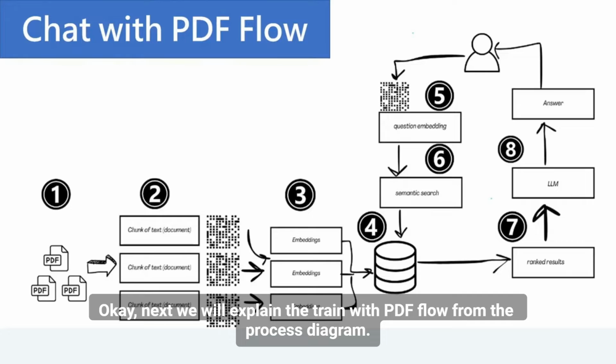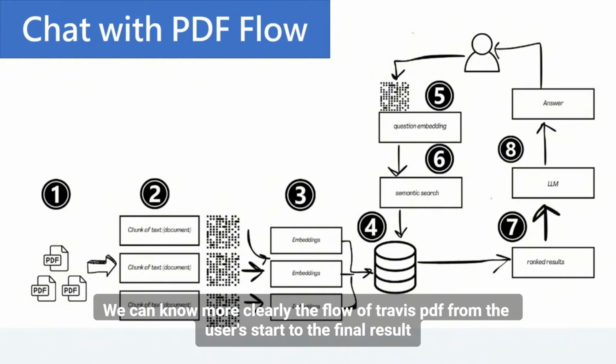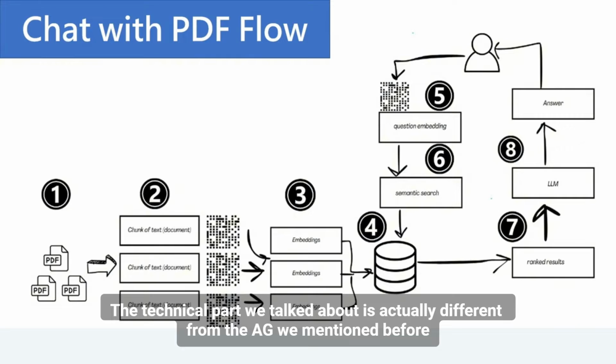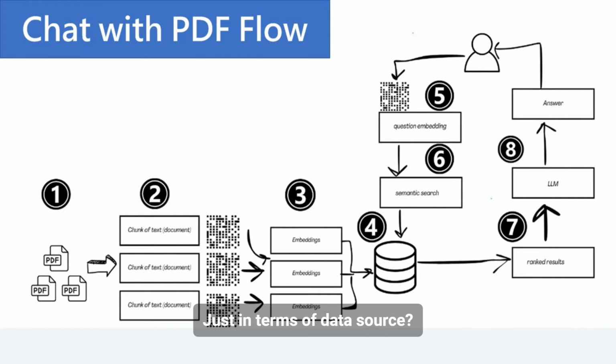Okay, next we will explain the chat with PDF flow from the process diagram. We can know more clearly the flow of chat with PDF from the user's start to the final result. The technical part we talked about is actually not different from the RAG we mentioned before, just in terms of data source. It comes from this PDF file. Our previous organized QA came from processing the Excel file directly. This time it starts from the PDF.